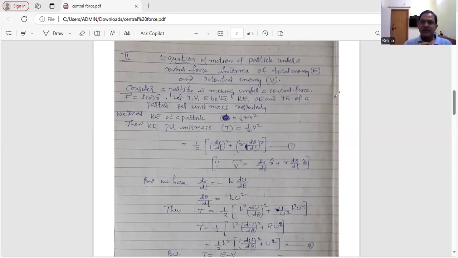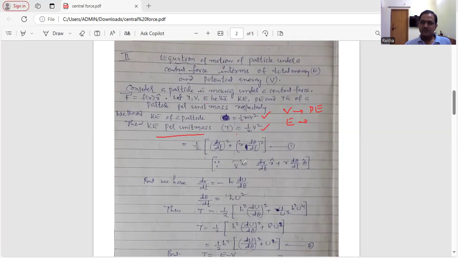Let capital T, V, E be the kinetic energy, potential energy, and total energy of the particle per unit mass respectively. Capital T stands for kinetic energy per unit mass, V stands for potential energy per unit mass, and capital E stands for total energy per unit mass. We have the formula for kinetic energy of a particle of mass m, half m v square. Then kinetic energy per unit mass would be T is equal to half v square.